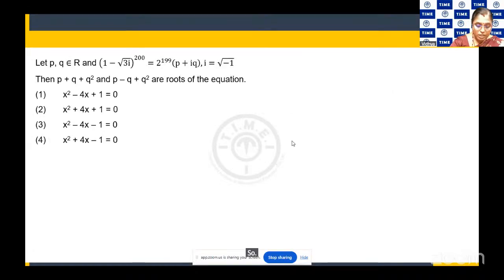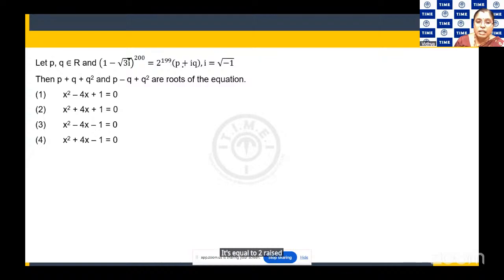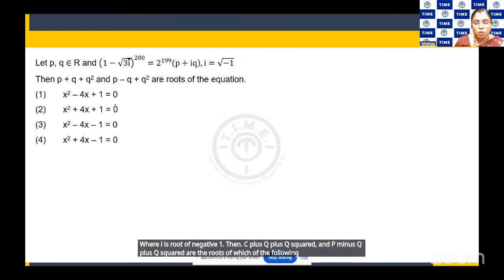So this is our first question, which appeared in JEE Mains. Let's try to work out this complex number. We are given that p, q are real numbers, and (1 minus root 3 i) the whole raised to 200 is equal to 2 raised to 199 into (p plus iq), where i is root of minus 1. Then p plus q squared and p minus q plus q squared are the roots of which of the following equations. This is what we have to find out.